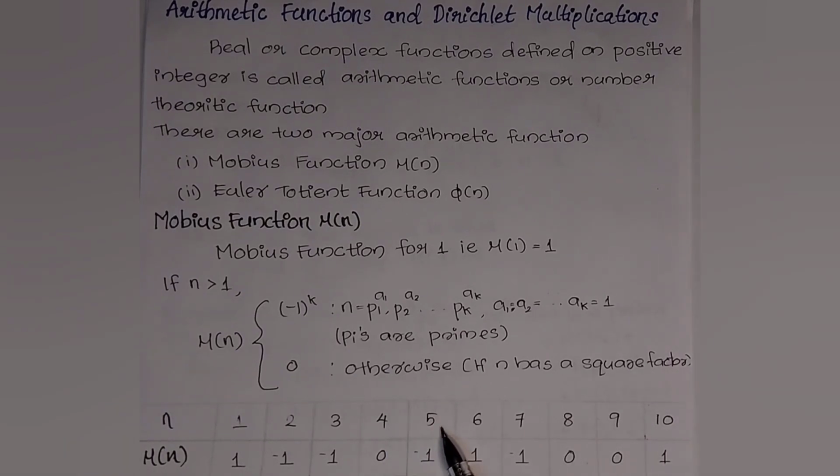N equal to 5, mu of n equal to minus 1. N equal to 6, mu of n equal to 1. N equal to 7, mu of n equal to minus 1. N equal to 8, mu of n equal to 0. N equal to 9, mu of n equal to 0. N equal to 10, then mu of n, the Mobius function, becomes 1.